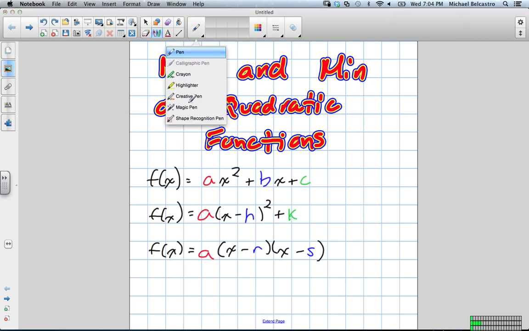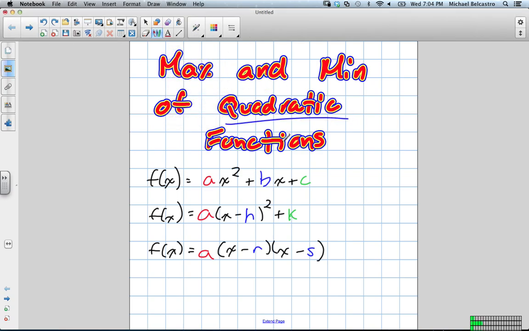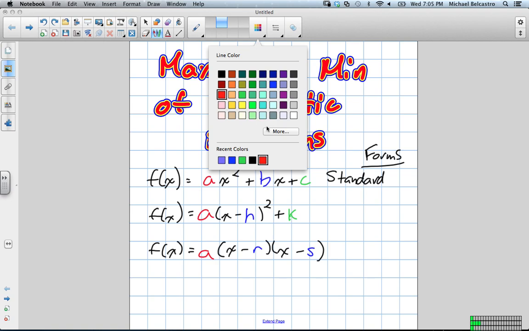Okay, so we're going to go over maximums and minimums of quadratic functions. We're going to talk about the three different forms that we use to write a quadratic function. The very first one we have up there is called the standard form. Okay, so this is considered standard form. These are all forms, and we'll talk about how to go from one to the other just for helping sake.